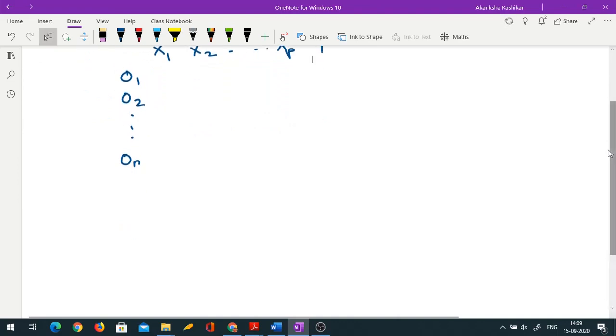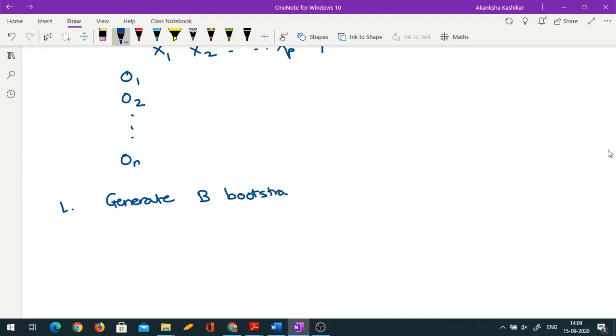Now what we would do in bagging, instead of fitting a tree to the entire data, or even the other option of dividing the data into different folds and then fitting the model to k-1 folds, we won't do that. In bagging, first we would generate B bootstrap samples from the given data.